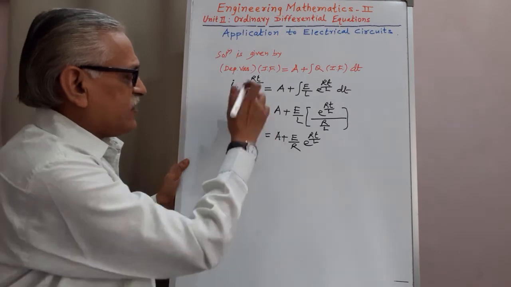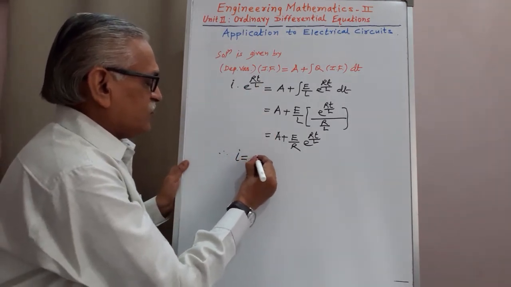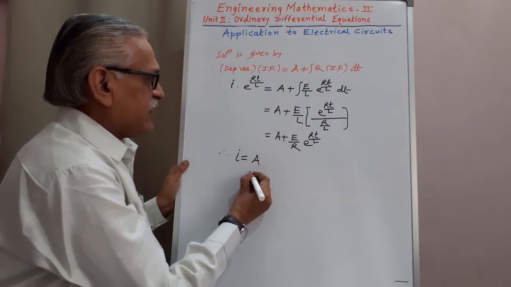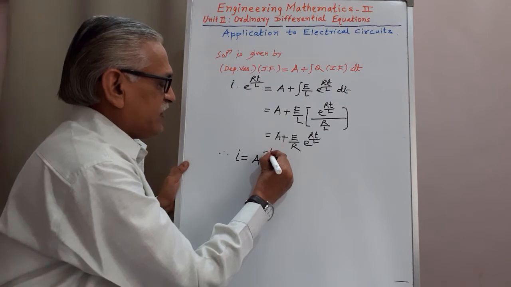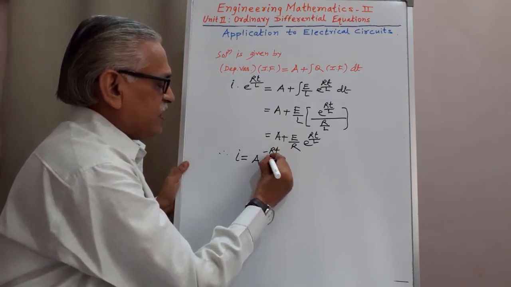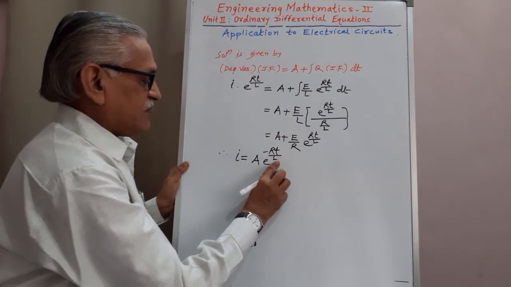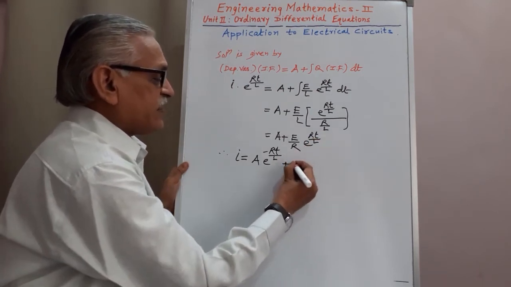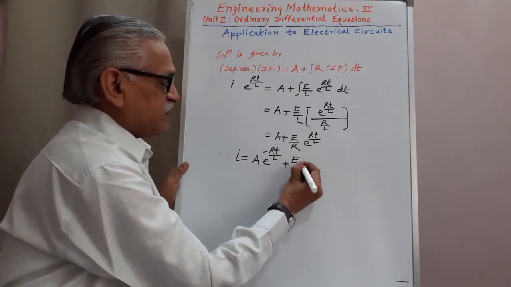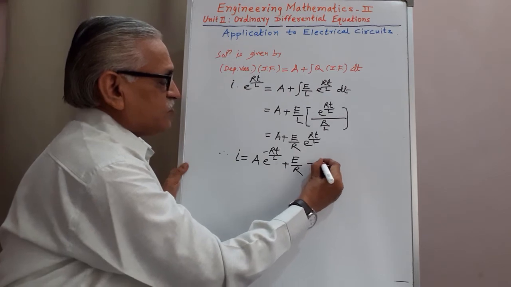And then dividing throughout by e raised to Rt by L, therefore we get I is equal to A divided by e raised to Rt by L, transferring it to the numerator we get e raised to minus Rt by L, plus e raised to Rt by L gets cancelled, E by R remains. We call this equation number 2.